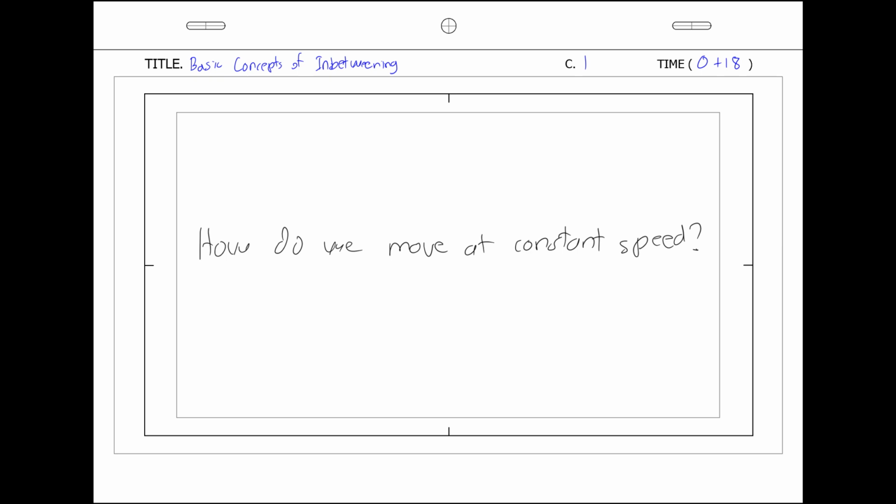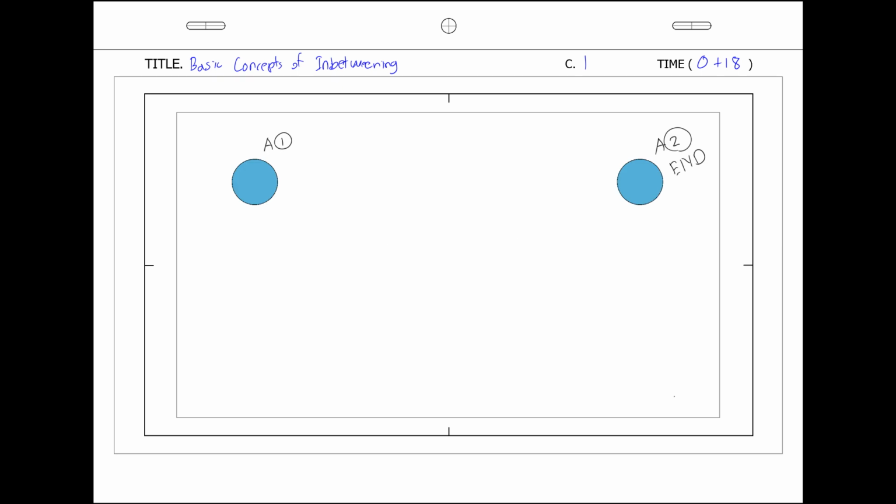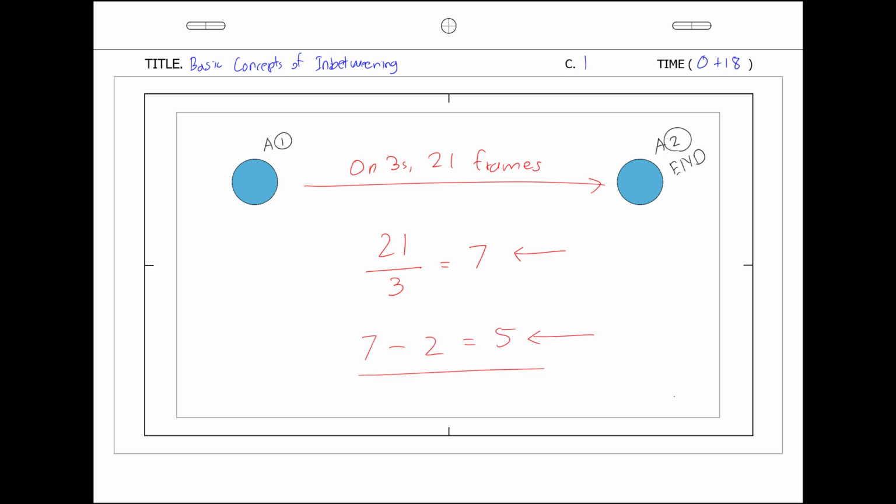Actually, the idea is very simple. We have our starting point and then we have our stopping point, right? We will keep halving the space between the drawings until the animation becomes on threes. To have an on threes animation 21 frames long, we divide 21 by 3 and then we get the answer that we need 7 drawings. We have already drawn 2 drawings, so we have to draw 5 more drawings.